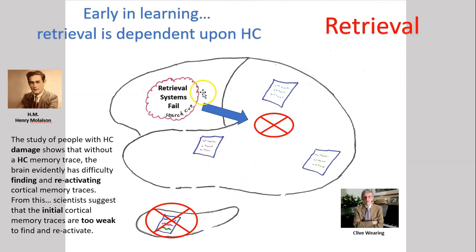So H.M. and Clive, they have an intact cerebral cortex here, so they can see things and feel things on their skin and hear things, and they can be conscious of these experiences in their life. But evidently, the memory traces that are made in the cortex are insufficiently strong. So they're too weak for the cortical retrieval systems to find those memory traces and reactivate them. And so these individuals appear to us as being incapable of making new episodic and semantic memories.